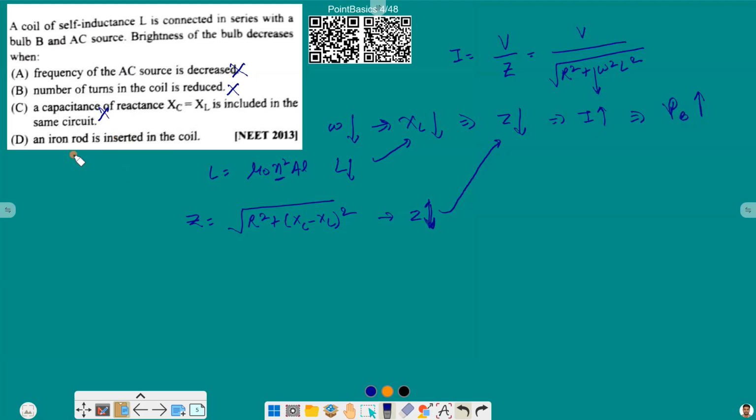So only option D is left, and that we already solved in our previous question: when we insert a rod made of iron inside a coil, its self inductance increases, and due to that the impedance offered by it increases, and that causes a decrease in current, so the intensity will drop. Let's move to the next one.